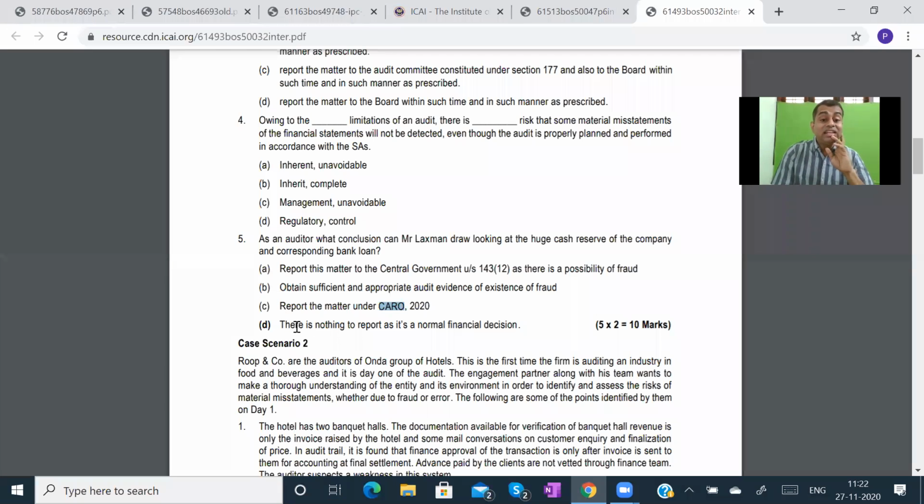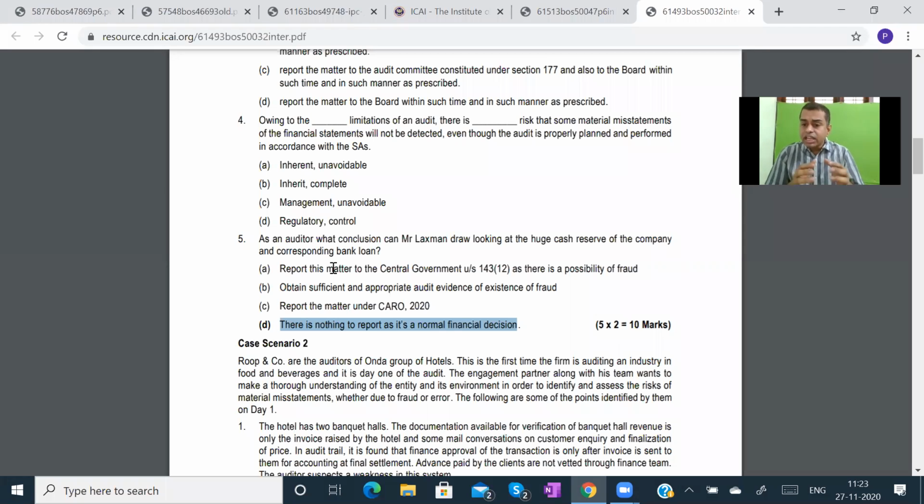Then D: there is nothing to report as it is a normal financial decision. Some students will write D as the answer. Normal financial decision? No. What you need to do in this situation, I have the answer in my mind. I am asking you. You tell me the answer in the chat box. Fast. Don't take much time.